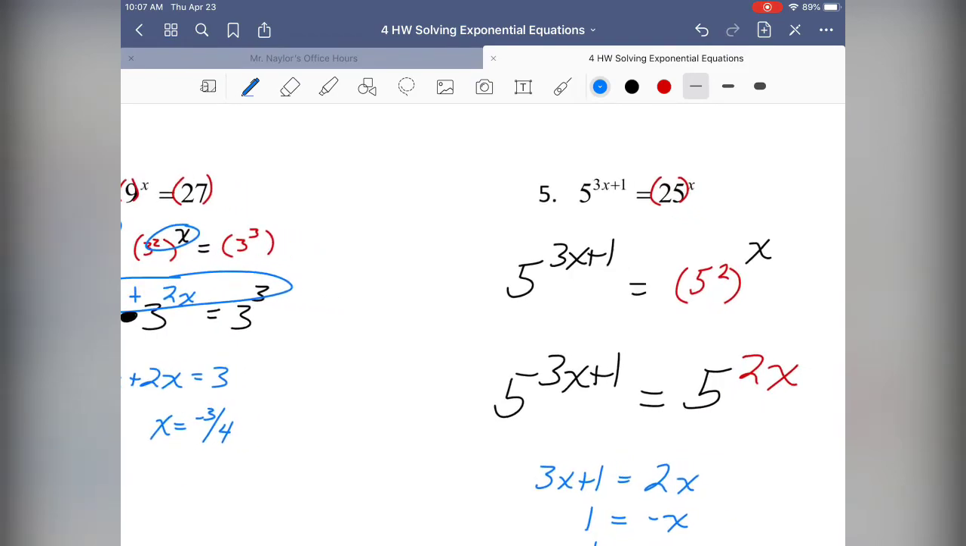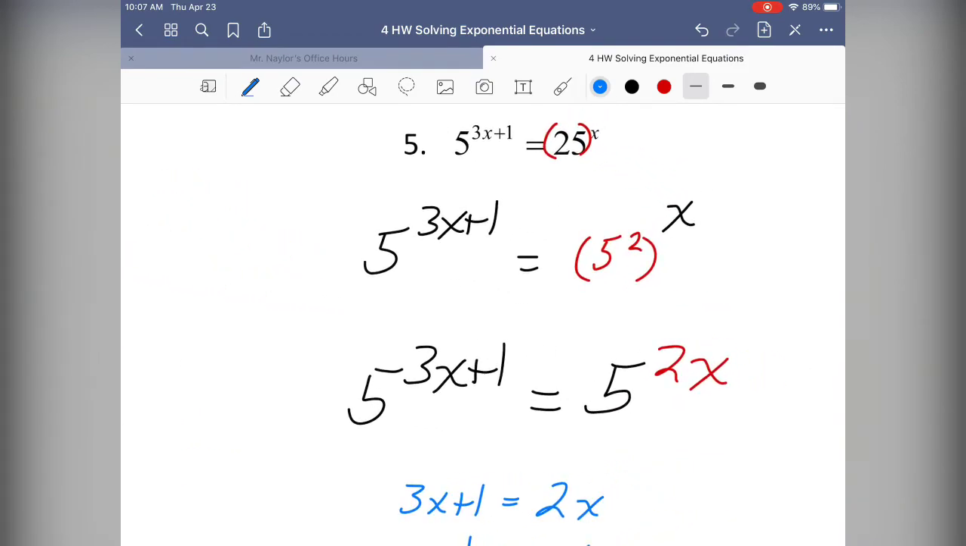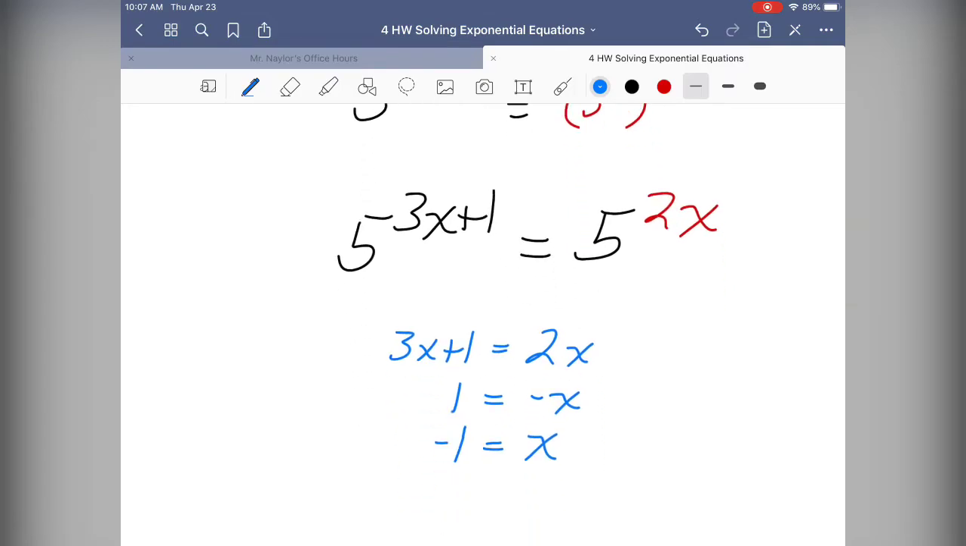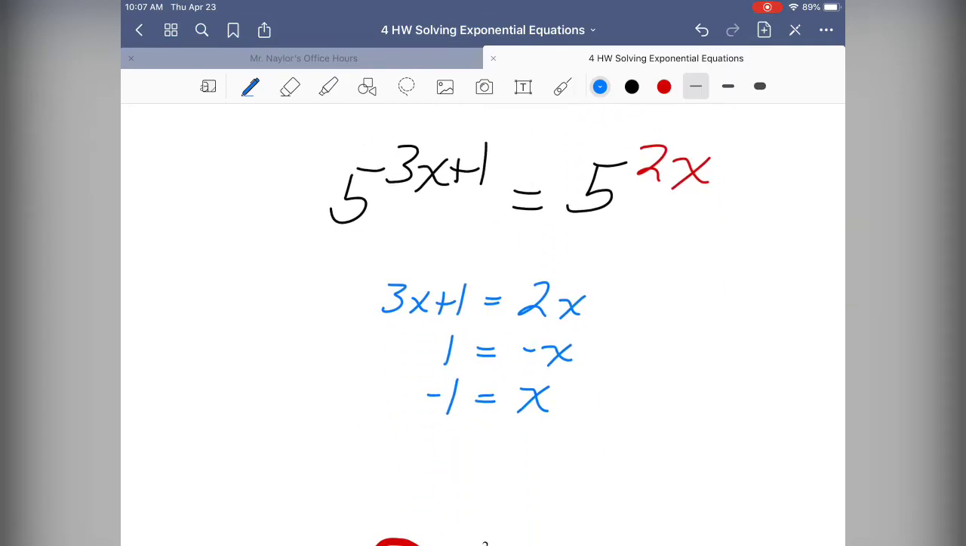If you look at number 5, we made the base the same by making it a 5. That is 5 squared. And when you simplify that, you're able to say that x equals negative 1.